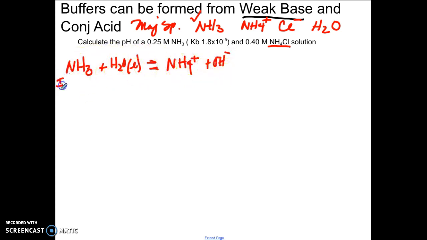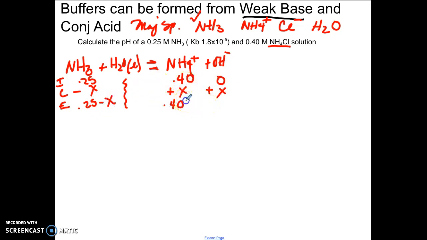So when I do the RICE table here, this initially is 0.25. There's nothing that goes in that water line. This is 0.40 because it told me this is from the dissociation of the ammonium chloride, and this will be 0. What's going to happen is that this is going to get consumed. We're going to be adding these, and here I get 0.25 minus x, 0.40 plus x, and this would be x.